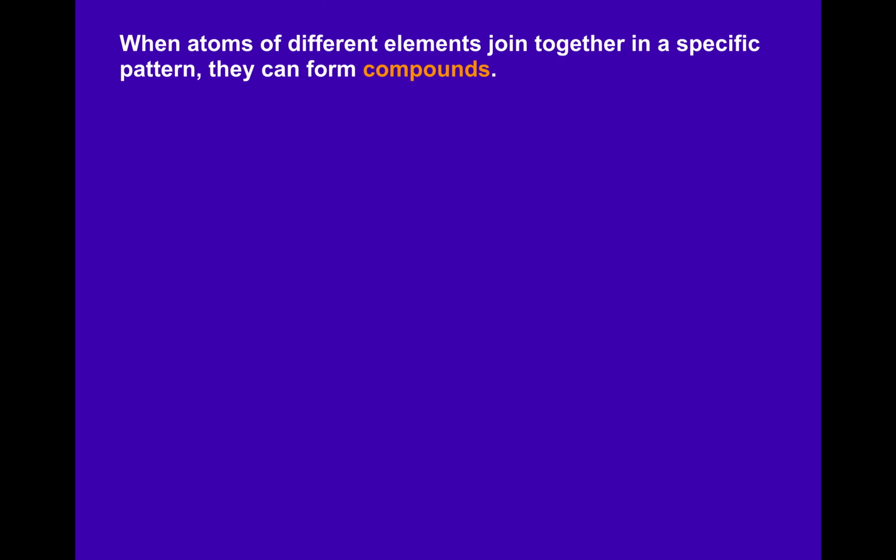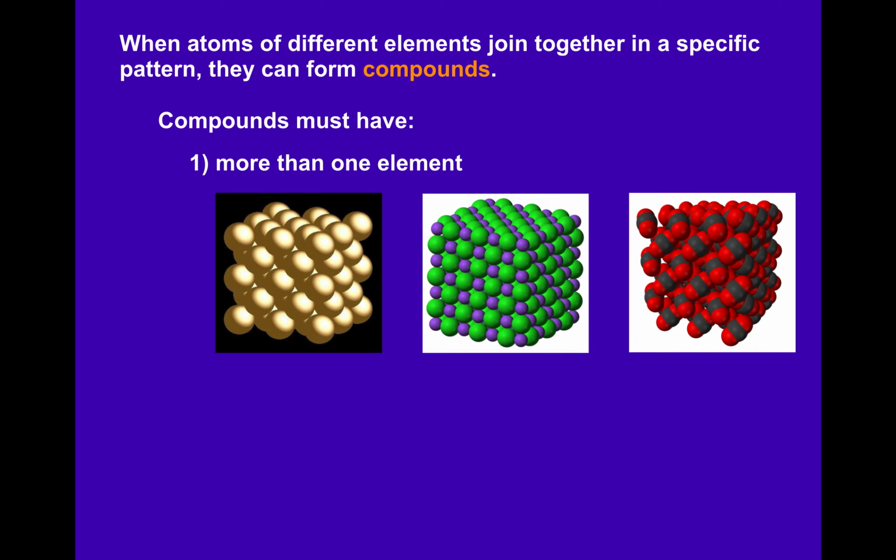When atoms of different elements join together in a specific pattern, they can form compounds. So there are 2 requirements for a substance to be a compound. First, it has to have more than one kind of atom, at least 2 different elements. So which of these substances are compounds? What about gold? No, it has only one kind of atom. So that would make it just an element.